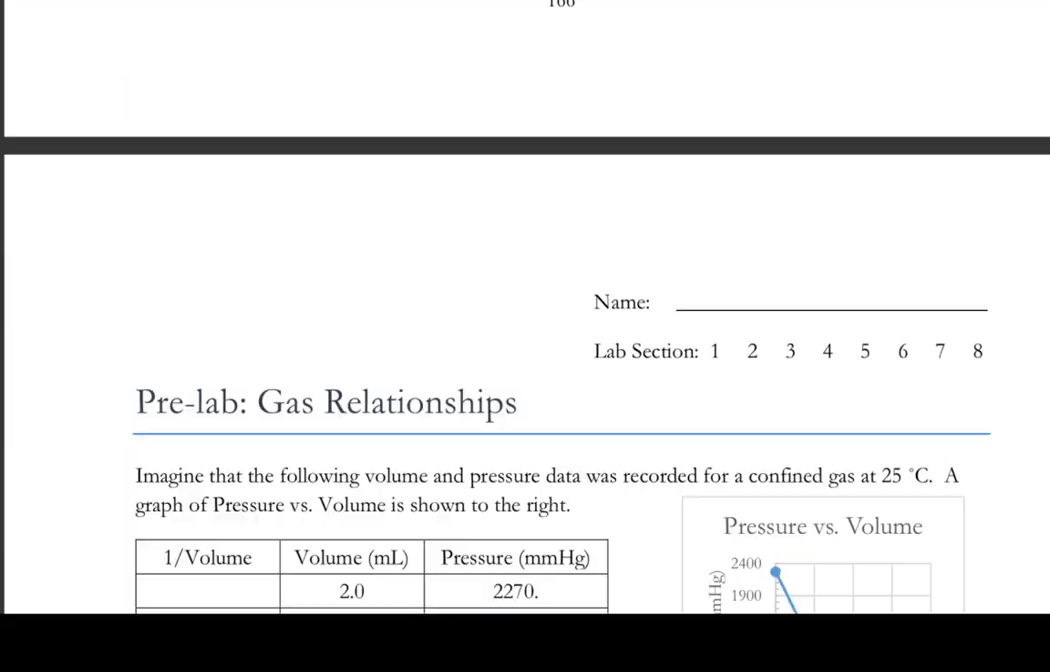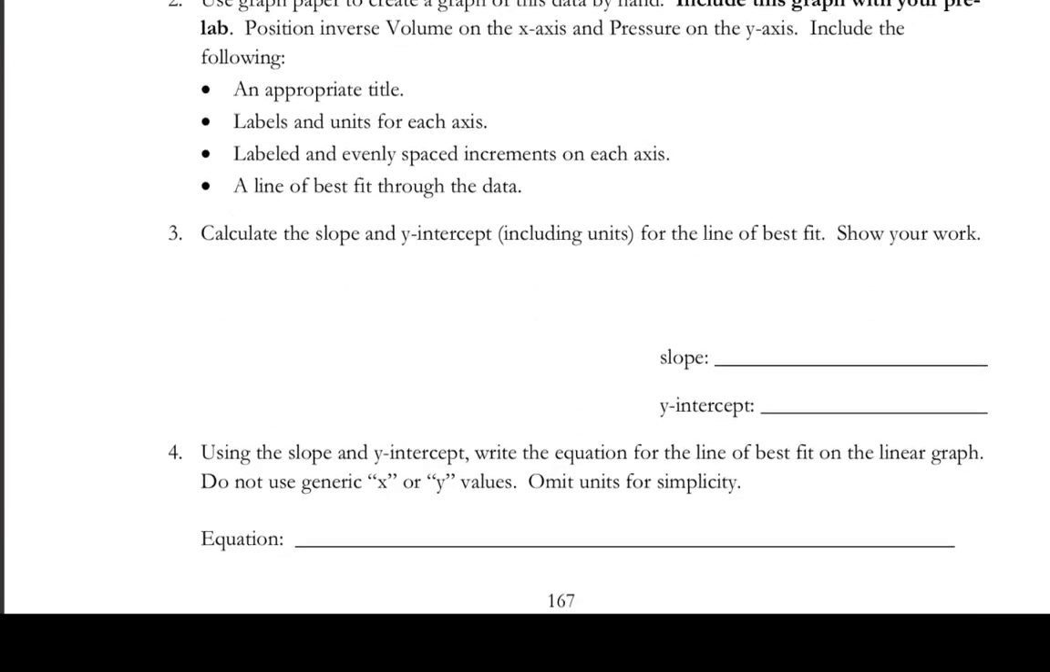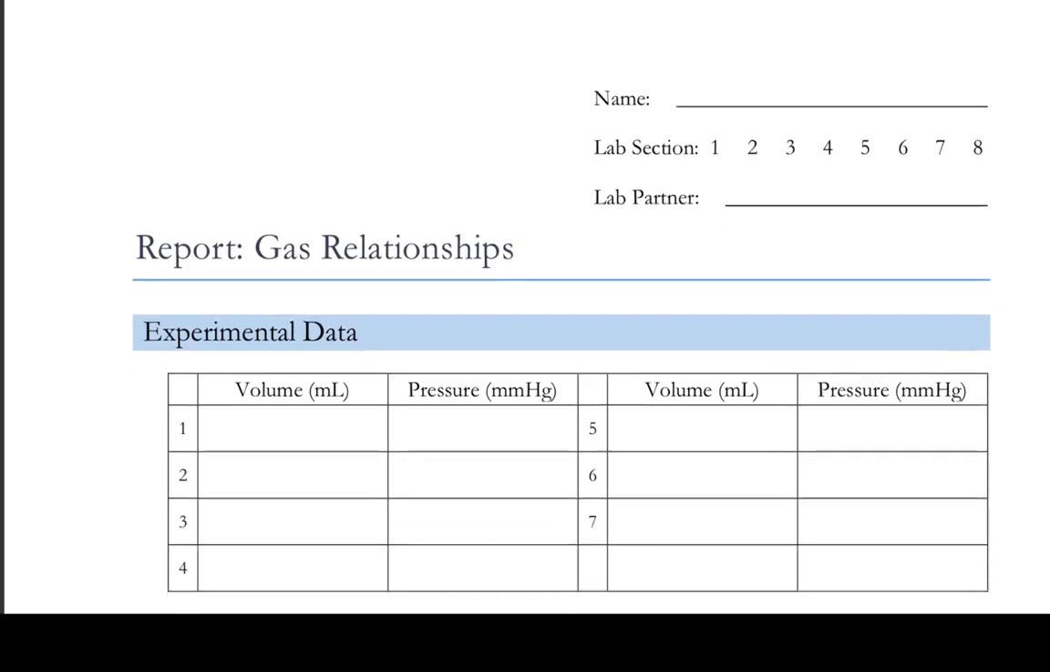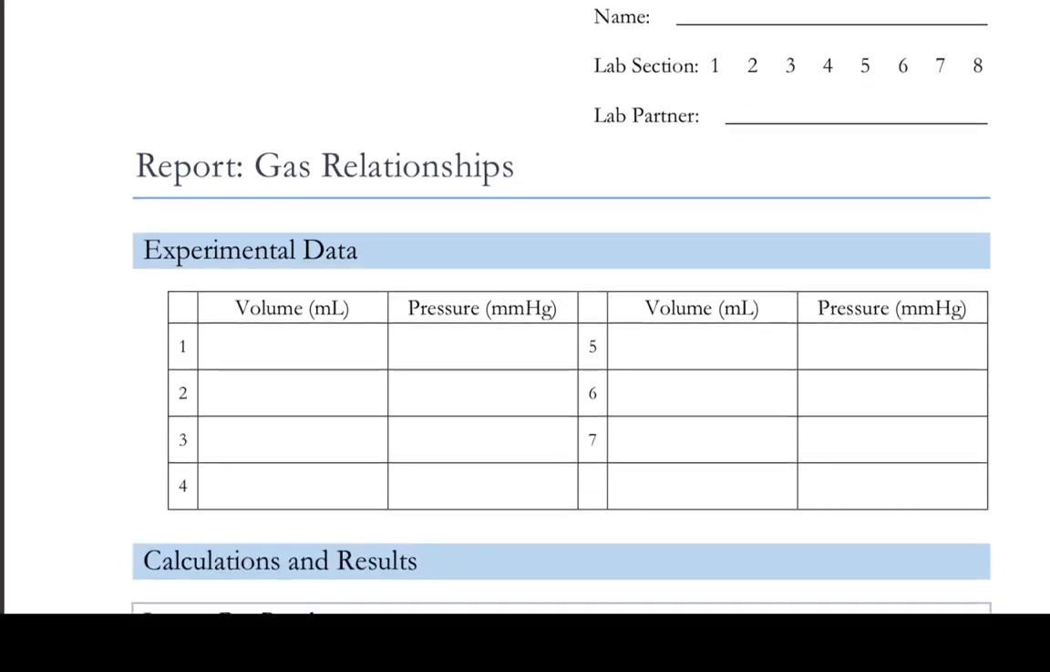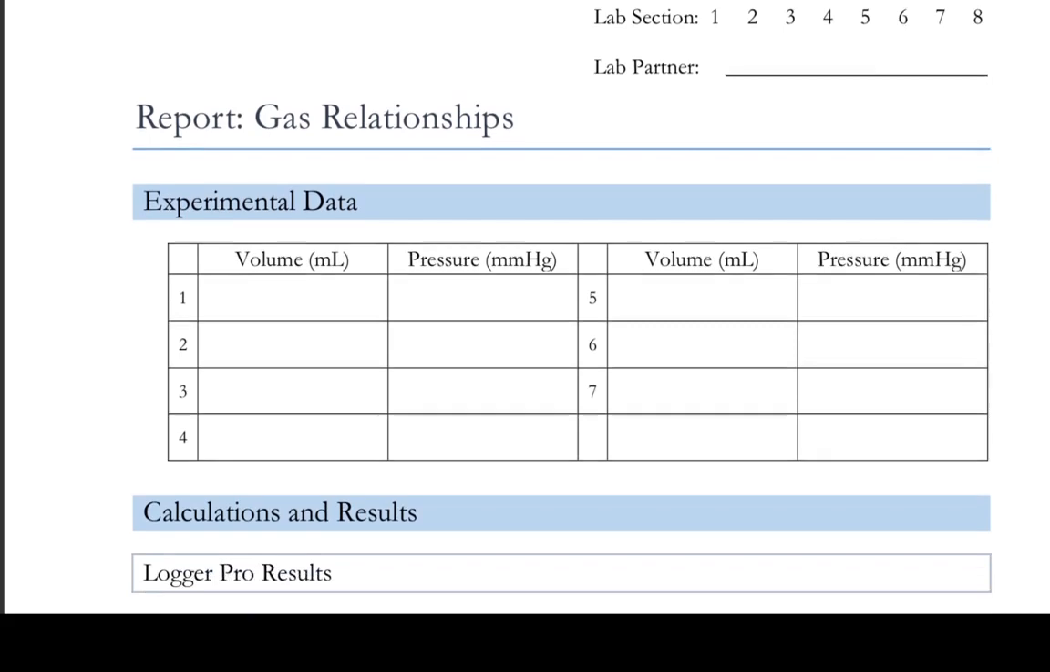You can skip the pre-lab and then go through the gas relationships information. You're told to report the volumes and pressures that were given to you in the experiment video.